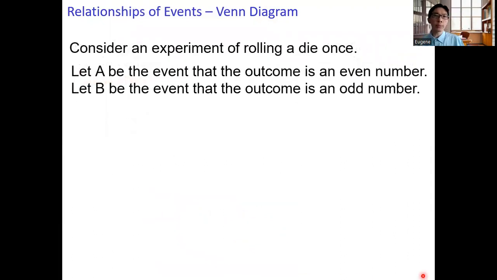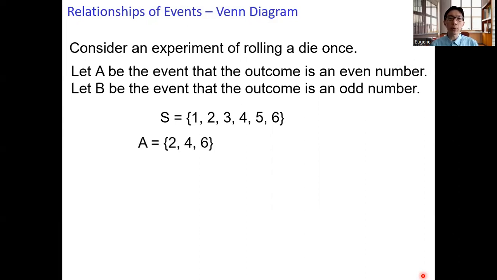Let's consider an experiment of rolling a die once. Let A be the event that the outcome is an even number, and let B be the event that the outcome is an odd number. So the sample space consists of the numbers 1, 2, 3, 4, 5, and 6. Event A consists of the sample points 2, 4, and 6, and event B consists of the numbers 1, 3, and 5.